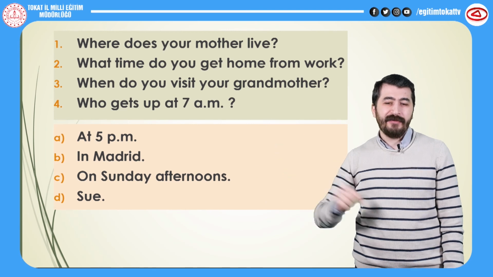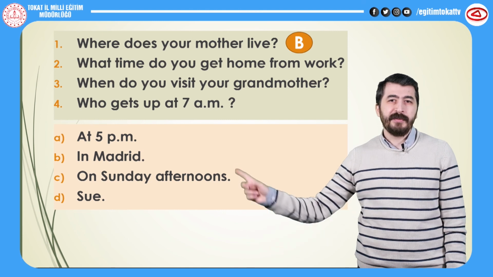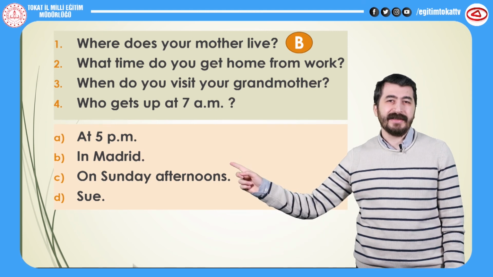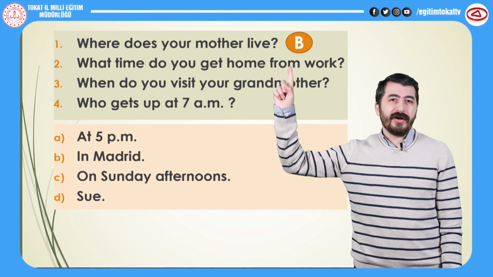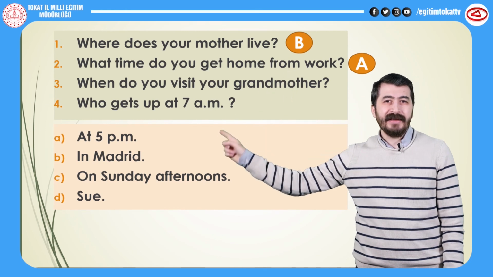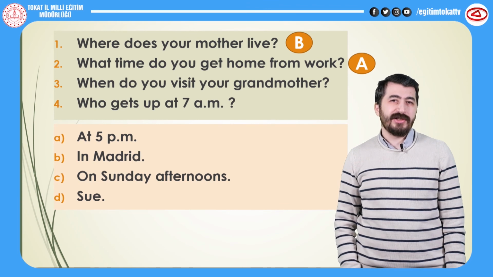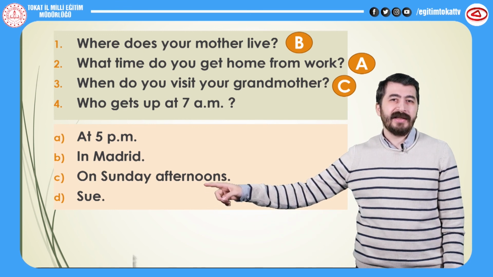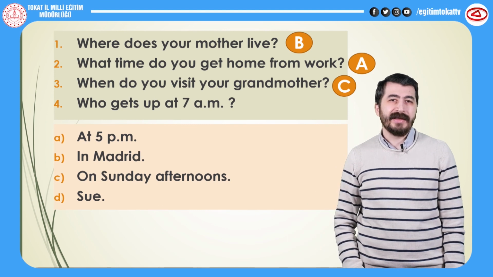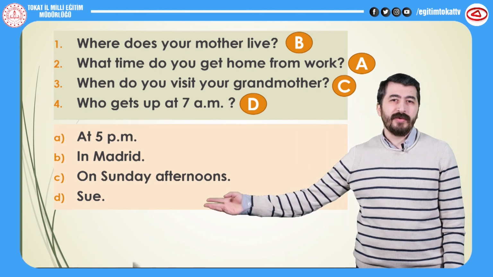Let's match. The first question, where does your mother live? B. In Madrid, we ask for place. What time do you get home from work? What time? At 5 p.m. Very good. When do you visit your grandmother? When? Okay, we talk about time, on Sunday afternoons. And the last question, who gets up at 7 a.m.? Sue. We talk about people.